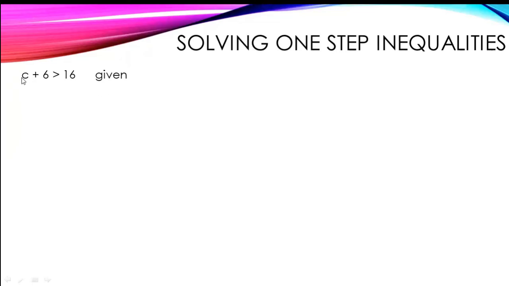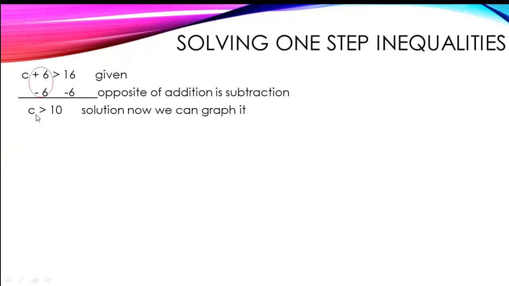Look here. c plus 6 is greater than 16. It's given. Now let me send positive 6 to the other side, or you can subtract 6 on both sides to get the value of c. If I do it, 6 minus 6 will become 0, and 16 minus 6 is 10. So c is greater than 10 is your final solution.